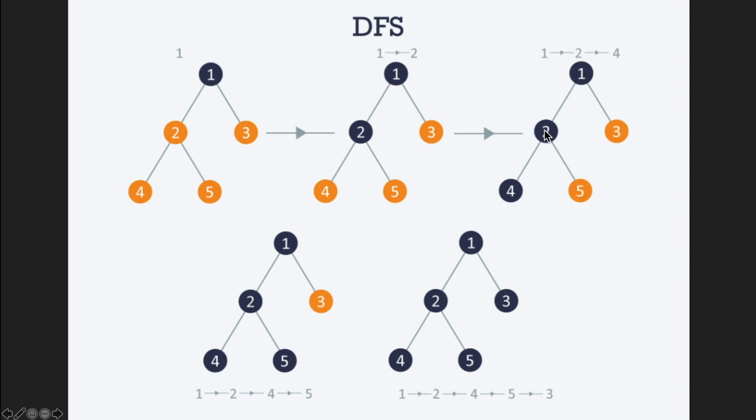and I see that 2 has an unvisited child, so I'm going to visit it. So I visit 5. 5 doesn't have any children, so I return to 2. I've visited all of 2's children, so I return to 1. And I see that 3 hasn't been visited, so I visit 3.